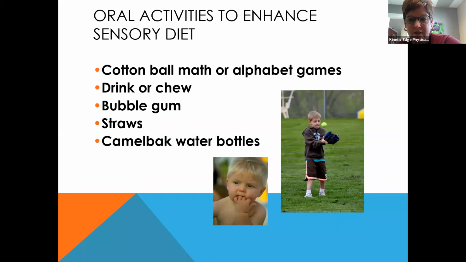So oral activities, again, oral is the very first way we learn to calm ourselves, so it can continue to be an important sense for us throughout our life. A lot of adults continue to use oral input for sensory regulation. So, just thinking about different ways to get that. I love the CamelBak water bottles because the mouthpiece is a little bigger and you kind of have to chew and suck on it.